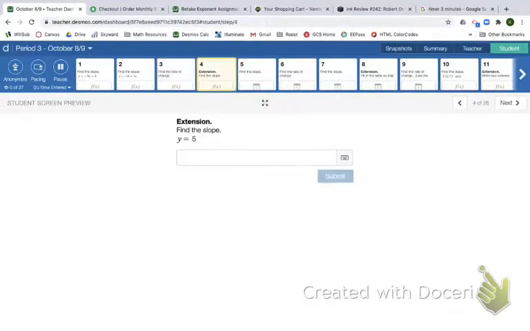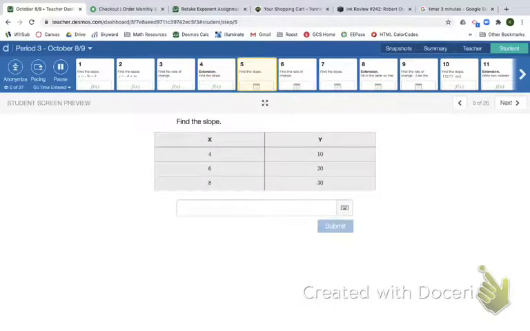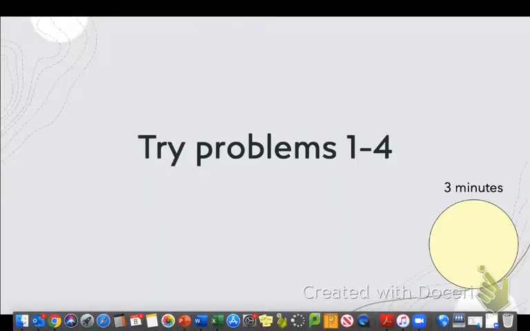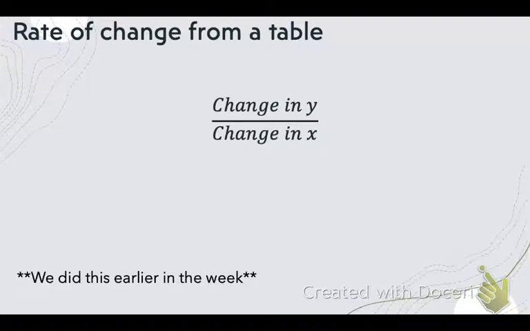Okay, next you will see a table. So let's go ahead and talk about tables. The rate of change from a table, how do we find that? So you need to be writing notes again. The rate of change from a table, we use the slope fraction, slope ratio, rate of change, ratio of change in y over change in x.